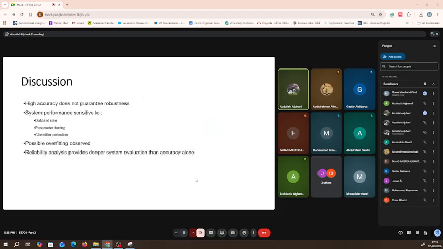Lastly, the discussion: a higher accuracy does not guarantee robustness. Sometimes the accuracy is high, but it does not guarantee that the performance of the model is going to be the same every time. So we need to increase the data set and the parameters, and also train different classifiers to find the best fit classifier.